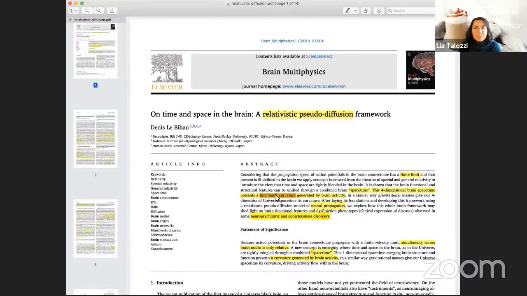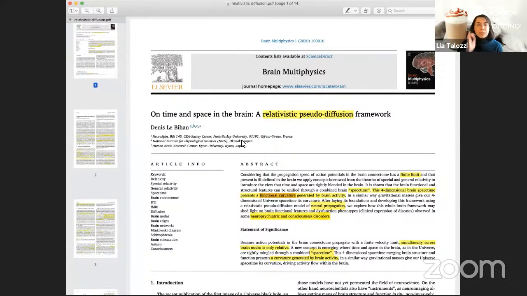Okay. So this paper is not from last week, it's from 2020. I found it really interesting, like a new perspective that I never think about. So I wanted to share with you this piece of information and discuss it. This is a paper by Denis Le Bihan, and it is about a relativistic pseudo-diffusion framework in the brain.